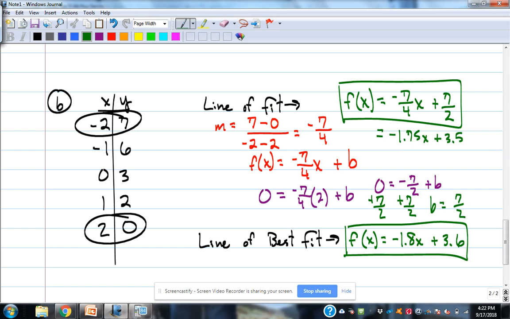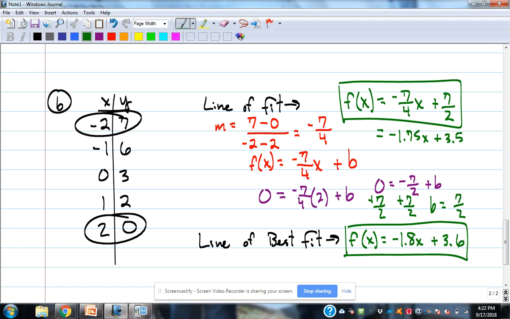My line of fit, my line of best fit is pretty darn close. They're really close to each other. So that means I did pretty good picking my 2 ordered pairs for my line of fit because I got pretty close to the line of best fit. Again, those are hardly ever going to be the same equation. Will you ever find the line of fit and the line of best fit?